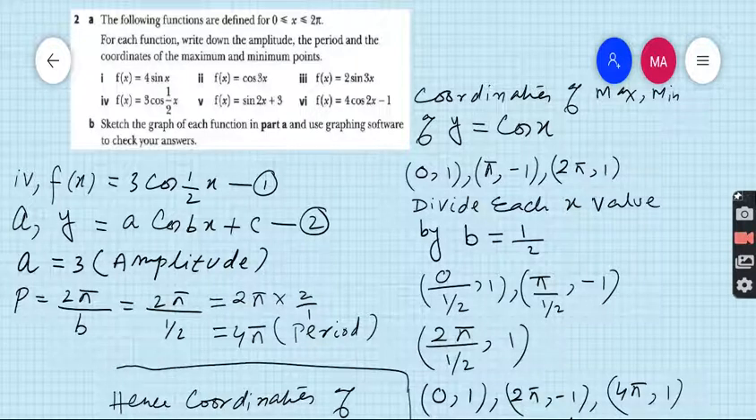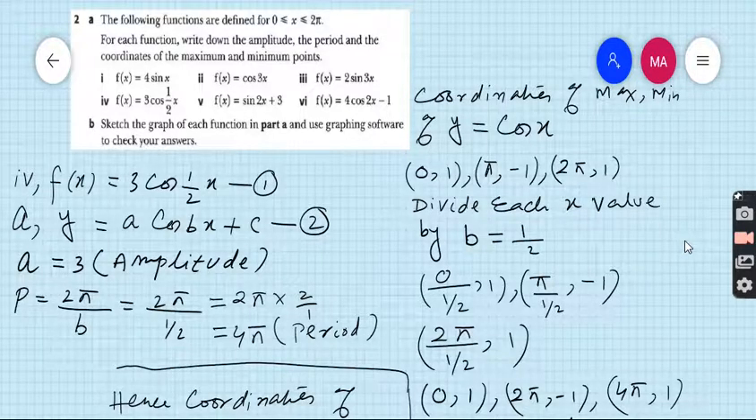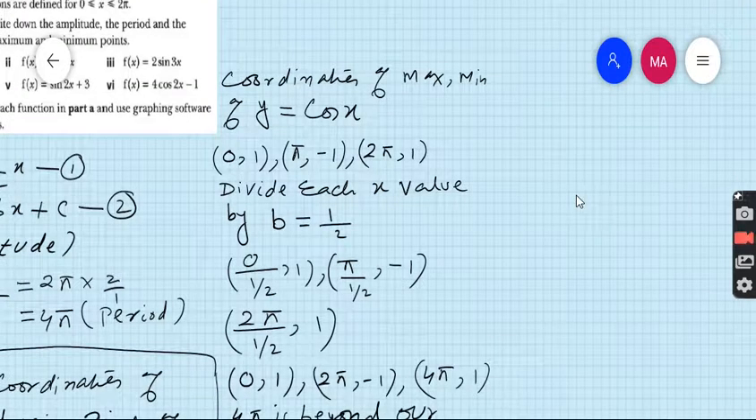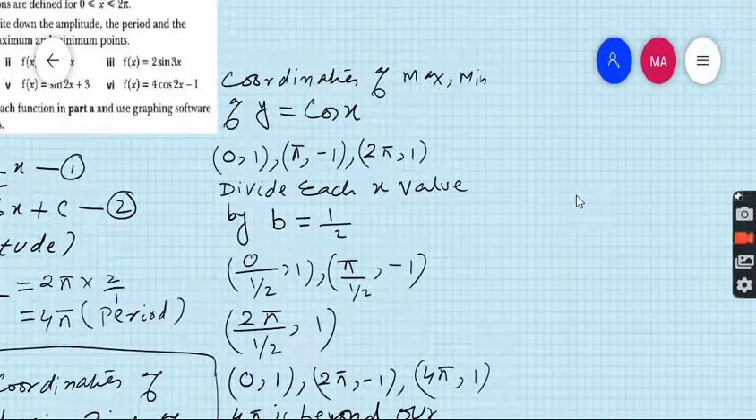Now the third requirement is to find the coordinates of the maximum and minimum points. First we have to write the coordinates of the maximum and minimum points of y equals cos x, the simplest function. The maximum and minimum values of cos x: when x is 0 radians, the value of y is 1.